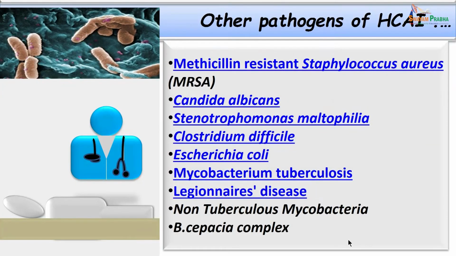Just now we have discussed the etiology of healthcare associated infections. Not only Pseudomonas, Acinetobacter and Staphylococcus, there are other important ones. The methicillin resistant Staphylococcus aureus is a very well known organism causing bacteremia and septicemia, especially in patients who have been catheterized. Other organisms can be Candida albicans, Stenotrophomonas maltophilia, Clostridium difficile, Escherichia coli, Mycobacterium tuberculosis, non-tuberculous mycobacteria, and the Legionnaires organism.